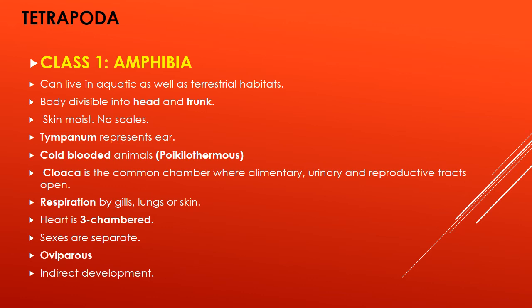Okay, class Amphibia. I think you are a bit familiar with this. Body is divisible into head and trunk. Okay, skin is moist, no scales. Tympanum represents ears. Cold-blooded again. Cloaca, very important. Okay, it's a common opening for alimentary, urinary, and reproductive tract. Okay, respiration is mainly by gills, lungs, or skin.